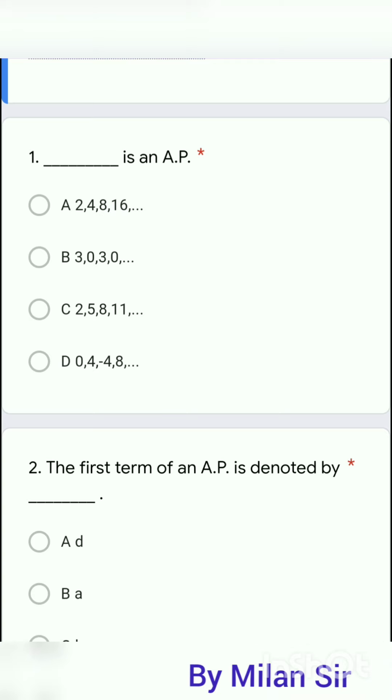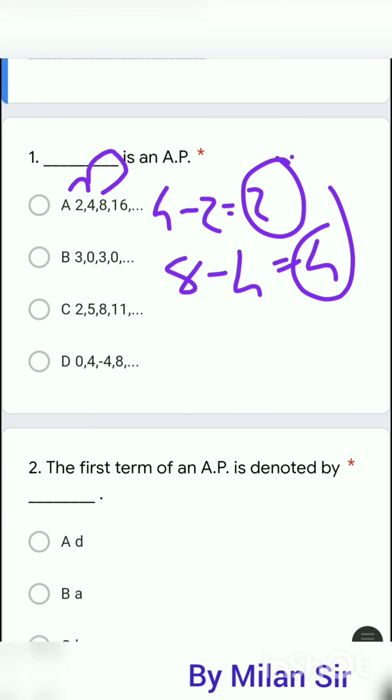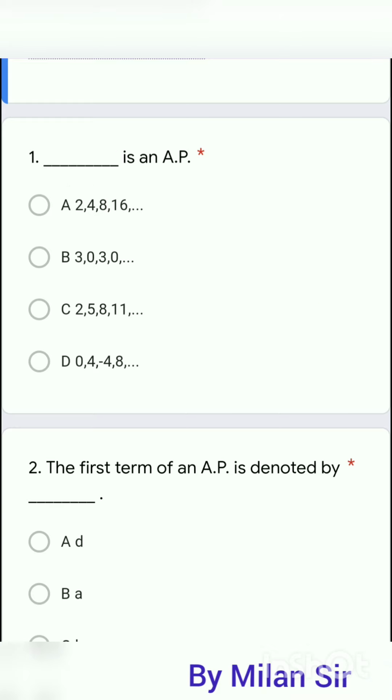So for the first option A, here second term minus first term, 4 minus 2, is 2. Now check the other difference, 8 minus 4, is 4. So here the difference D is not the same. Here we get the difference 2, but here we have difference 4, so this is not an AP. In an AP, the difference between all the terms is the same.